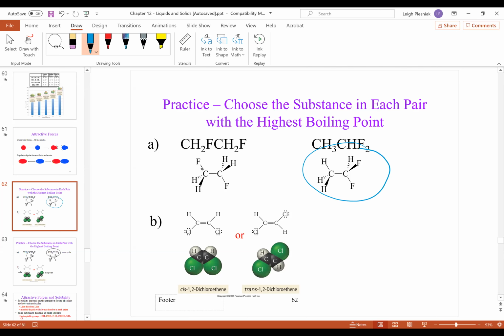Can you explain why that has a higher dipole one more time? Because you have a partial negative on each fluorine, right? Right. And because they're both pulling away from the same carbon, it's going to be more polar. Okay, and that's why it has a higher dipole. Yeah, and then remember, higher dipole, higher boiling point.